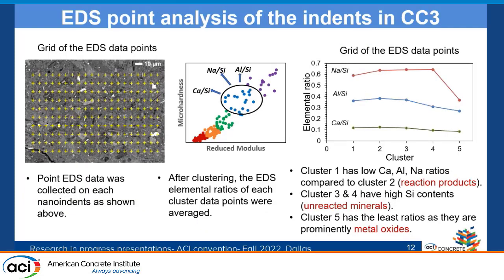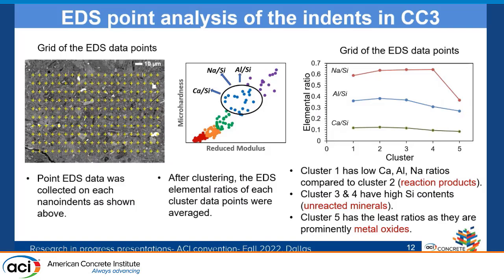In order to verify this data, I did an EDS point analysis. I obtained EDS point data for each nano indent that I performed on the sample, and based on the clusters, I calculated the aluminum to silica ratio, sodium to silica ratio, and the calcium to silica ratio of each data point, and averaged them into these groups. So based on the cluster, I have depicted how these ratios change.